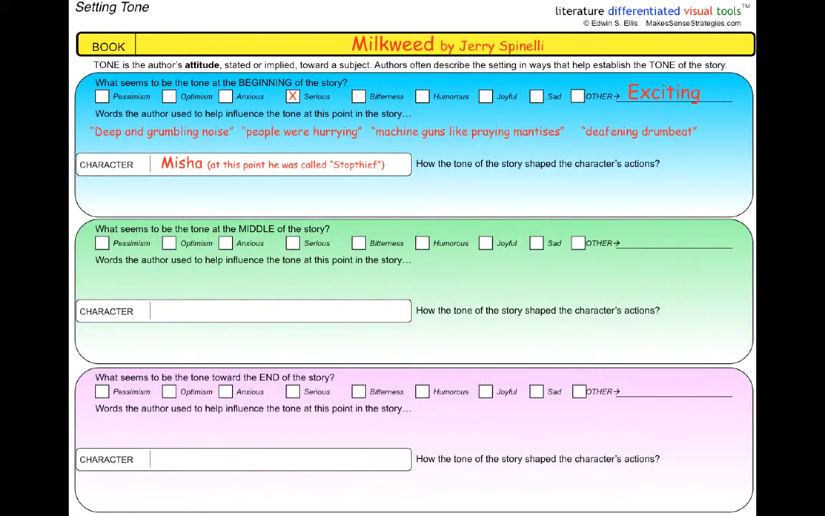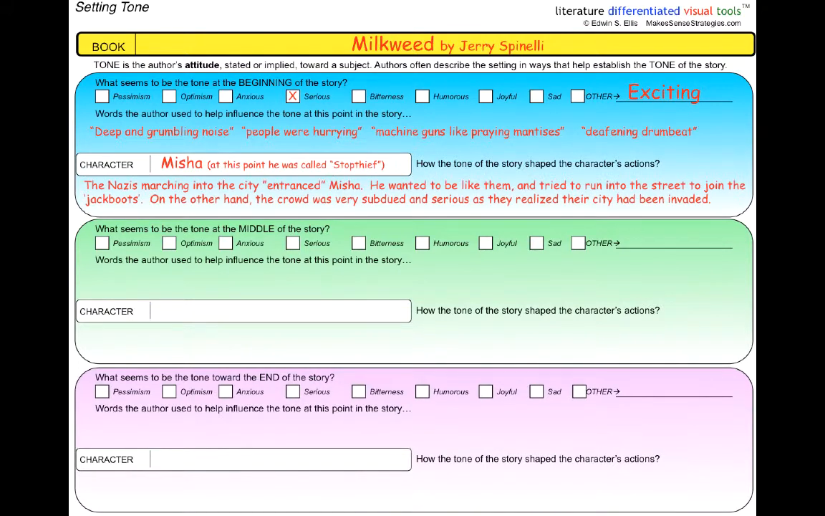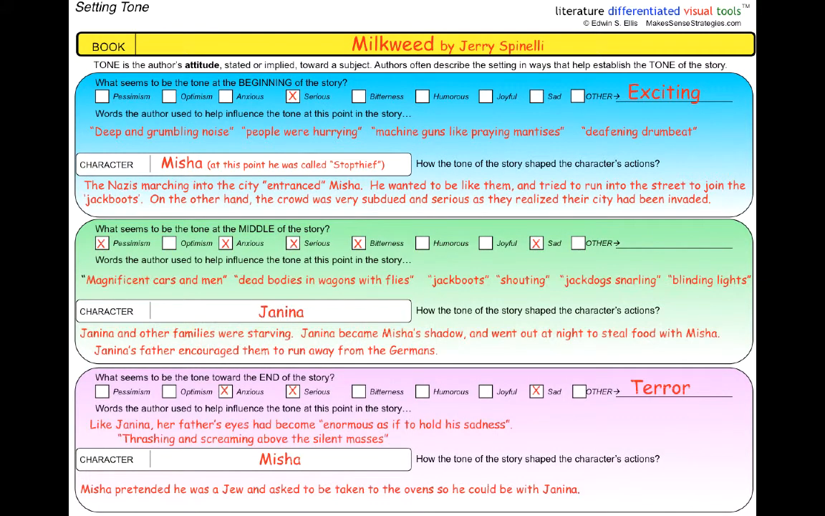So how did the tone of the story shape the character's actions? Well, the Nazis were marching into the city, entrancing Misha. He wanted to be like them, and he tried to run into the street to join the jackboots. On the other hand, the crowd was very subdued and serious as they realized their city had been invaded. So in the interest of time, I won't go through this whole thing item for item, but this should give you a pretty good idea of how this DVT works.